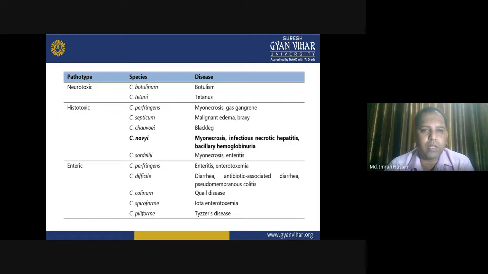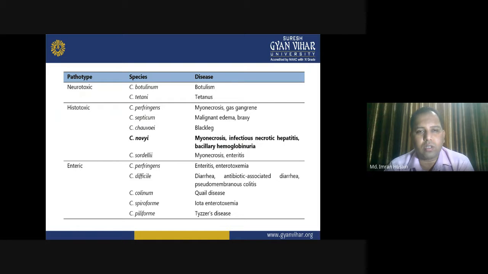So pathotype, species, diseases. A neurotoxic pathotype: Clostridium botulinum, and the disease it causes is botulism. Clostridium tetani causes tetanus.